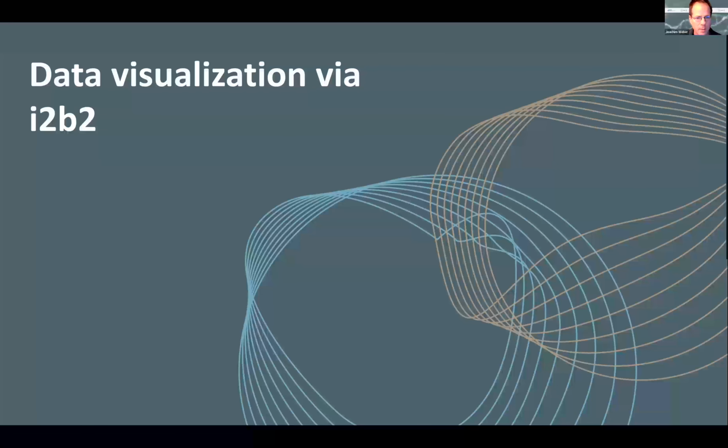So I2B2 is, I think you know it, an open software platform that makes it possible to combine and analyze clinical data from electronic patient records, but also from research data sources. And there are some interesting features in I2B2, like data integration options, to integrate data from various datasets, including genetic information, lab results, and so on.